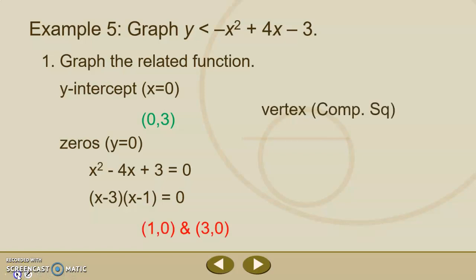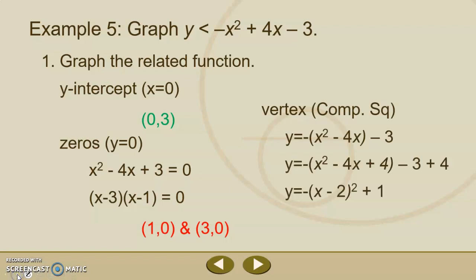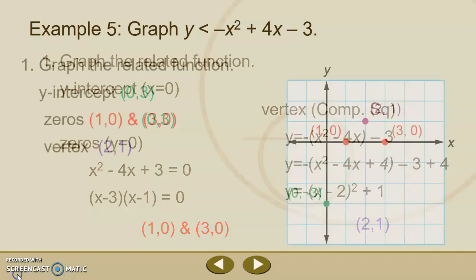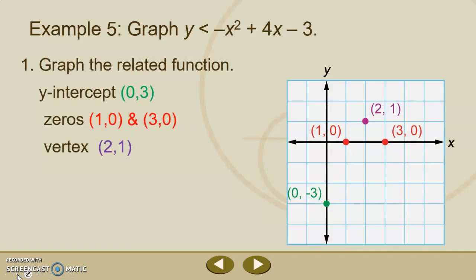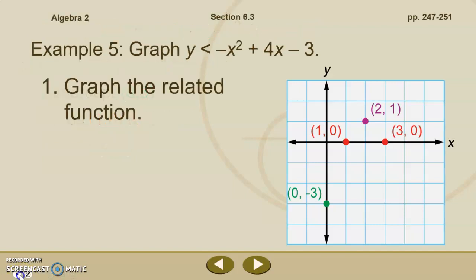Our vertex can be found by completing the square. When we complete the square, we find out that our vertex is (2, 1). And now we have enough information to graph some points. So we'll graph our y-intercept in green, our zeros in red, and our vertex in purple. Now, if this were an equal sign, we would just connect our points and make a nice parabolic curve. This is, though, an inequality, so we need to look at the sign, and it does say less than, not equal to, so we need to draw our curve with a dashed line.